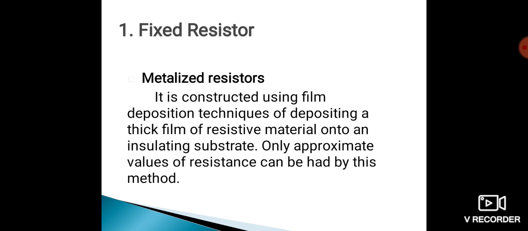Only an approximate value of resistance can be had by this method. That means if accuracy is not a major consideration, the value is tolerated nearby. That means if we want 100 ohms but we get 90 ohms, then it is okay. And if we get 110 ohms, then also it is okay. So the exact value is not a consideration in the places where this type of resistor is used.